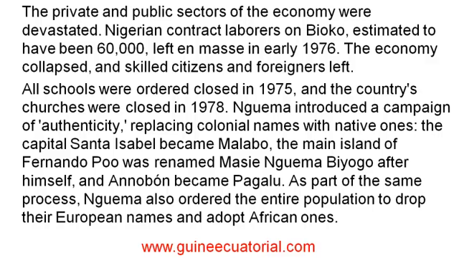Nigerian contract laborers on Bioko, estimated to have been 60,000, left en masse in early 1976. The economy collapsed, and skilled citizens and foreigners left. All schools were ordered closed in 1975, and the country's churches were closed in 1978. Nguema introduced a campaign of authenticity, replacing colonial names with native ones.